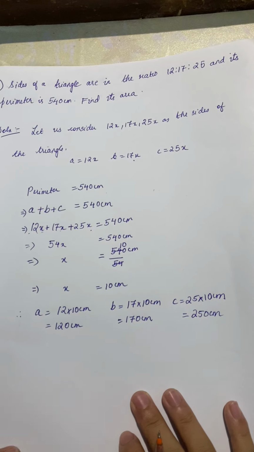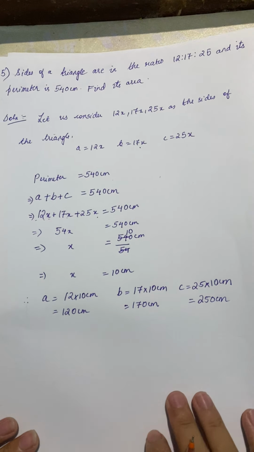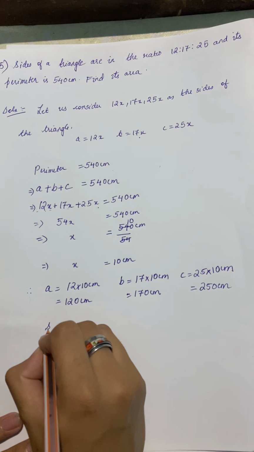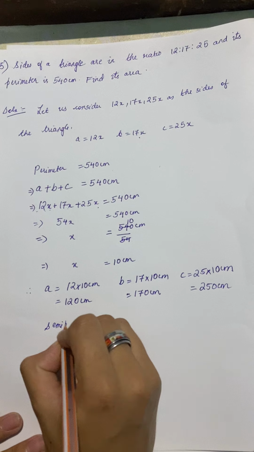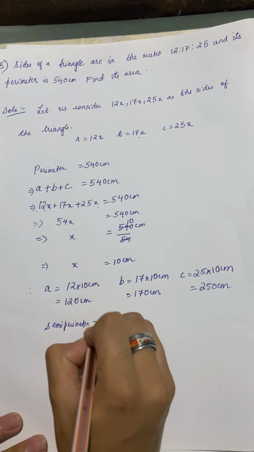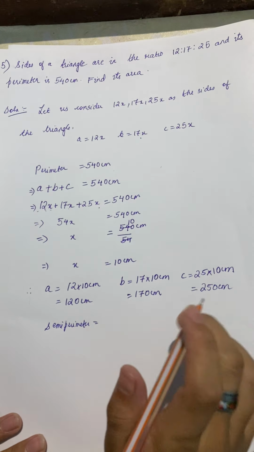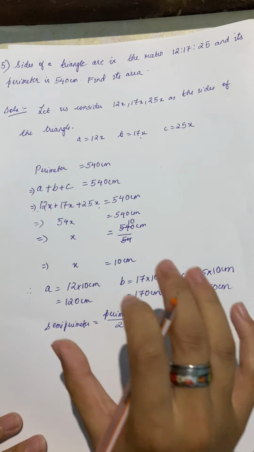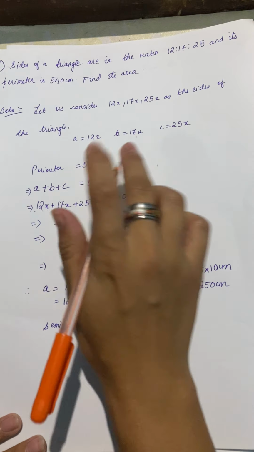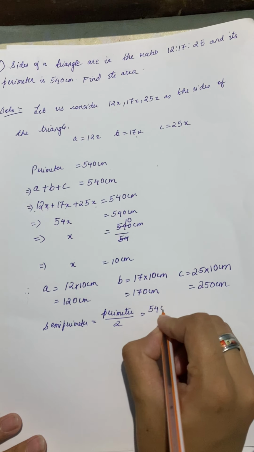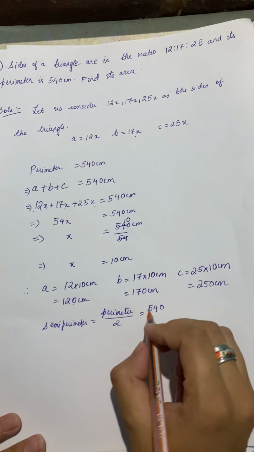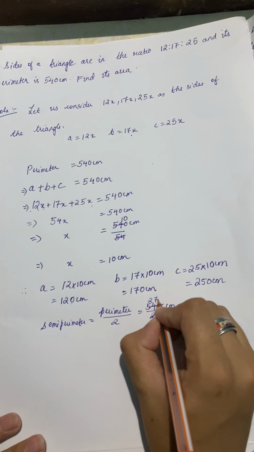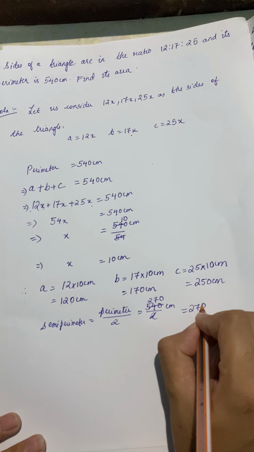Now, what we're asked to find is the area of the triangle. In order to find the area, what do we have to know? We have to know the semi-perimeter. Now, save yourself the trouble of adding all of this. What is semi-perimeter? The other form of semi-perimeter is also perimeter by 2. Since the perimeter is already given, don't waste your time by adding all of this. So 540 into 2 centimeter, so finally, you're left with 270 centimeter.